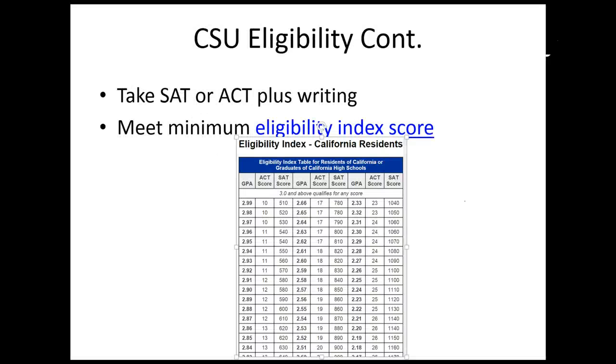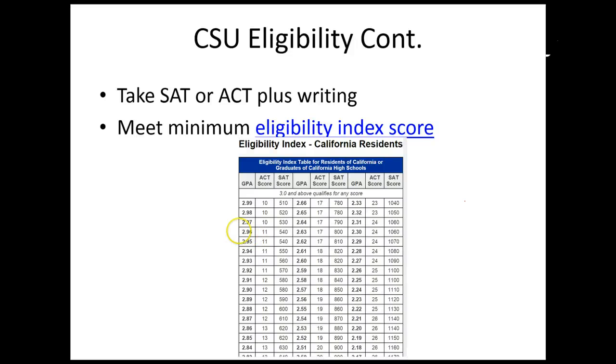In addition to taking the required A through G courses and receiving passing scores of a C or better in those, students must also take the SAT or ACT plus writing. If a student has a 3.0 or above A through G GPA from 10th and 11th grade, they have met the minimum eligibility score. If a student has below a 3.0 GPA, they will need to use their SAT or ACT score to determine their eligibility index.